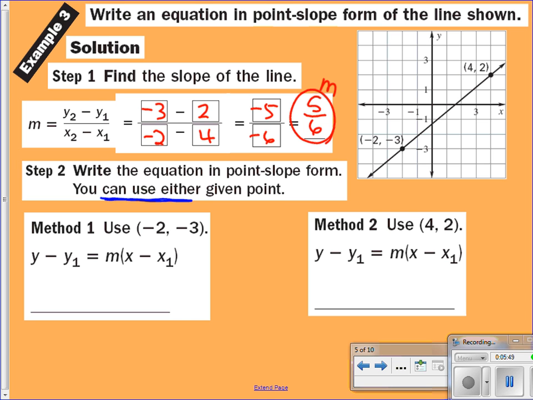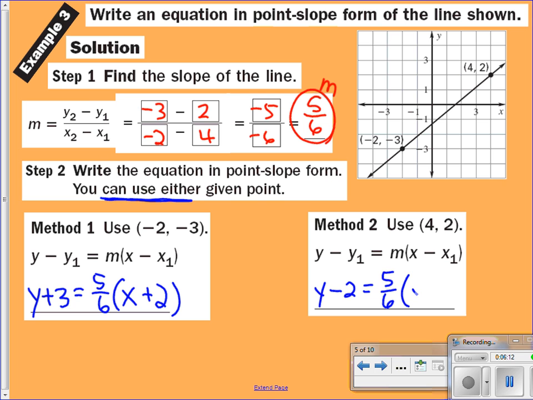If you use the point (-2, -3), your point-slope form would look like y plus 3 equals 5/6 times x plus 2. Notice that I've changed those to plus because my coordinates were negative. If you use the ordered pair (4, 2), you have y minus 2 equals my same slope, 5/6, times x minus 4. Those are your 2 different answers. I would take either if this were a quiz or a test and I asked you to write it in point-slope form. So either one of those would be fine.